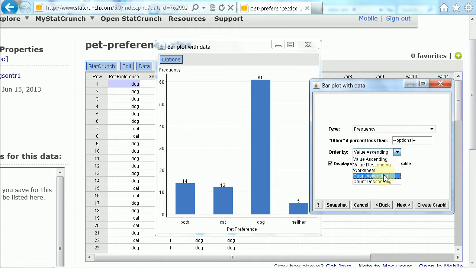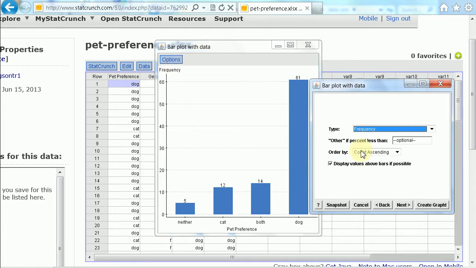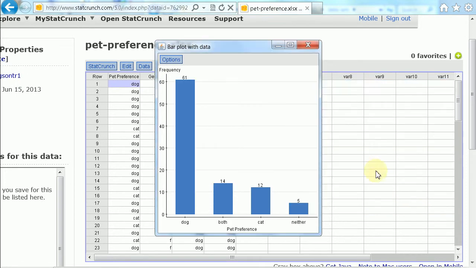If I picked count ascending and create graph, StatCrunch creates the graph in ascending order of counts of categories. The neither has the fewest number of values, up to dogs has the most. When you do that, you might be tempted to say that this graph is skewed in a negative direction. But I could also edit and pick count descending, create graph, and voila, the graph is skewed in a positive direction.